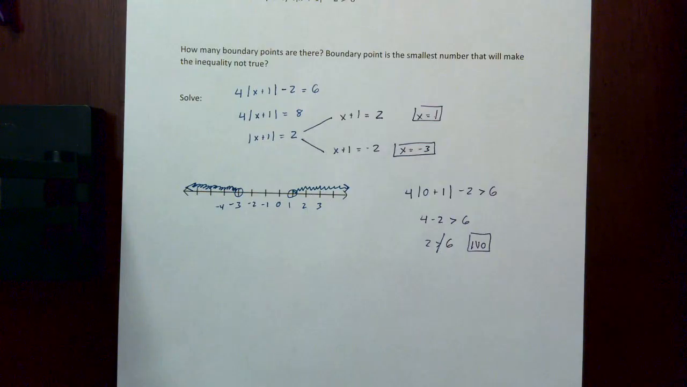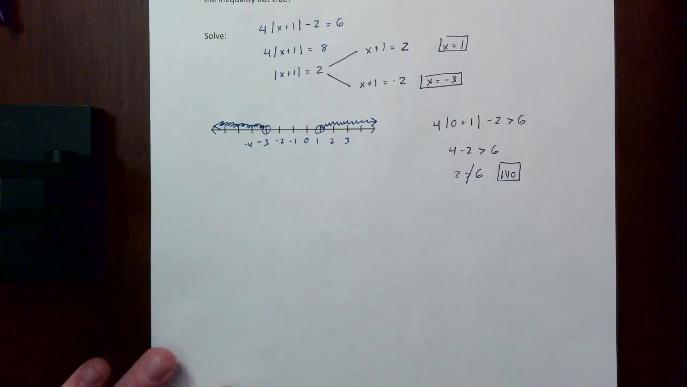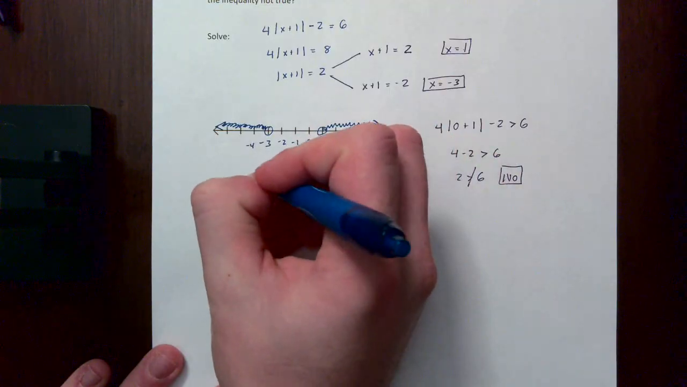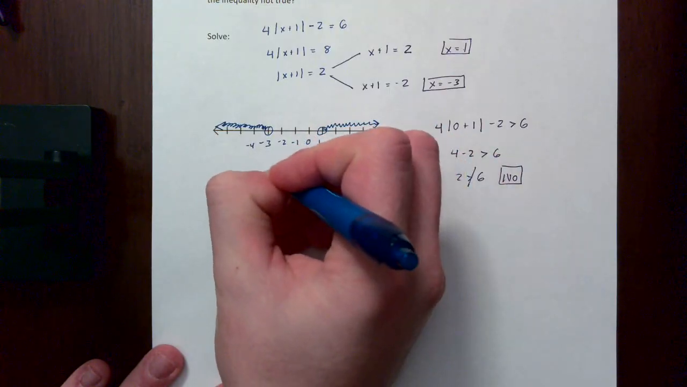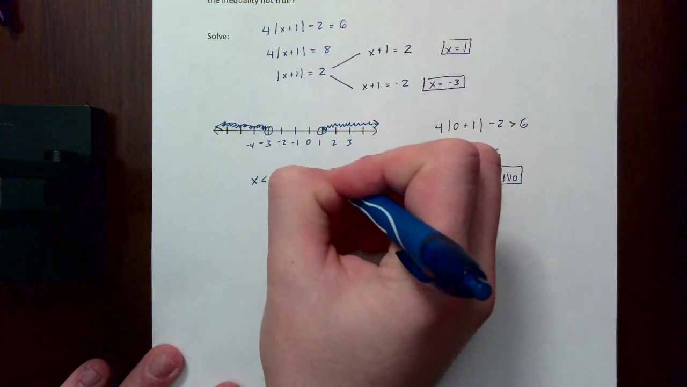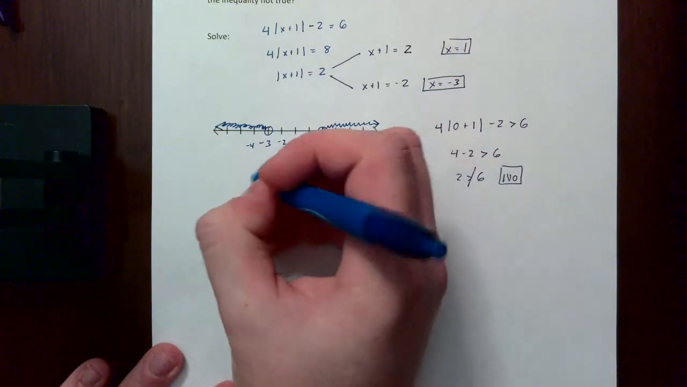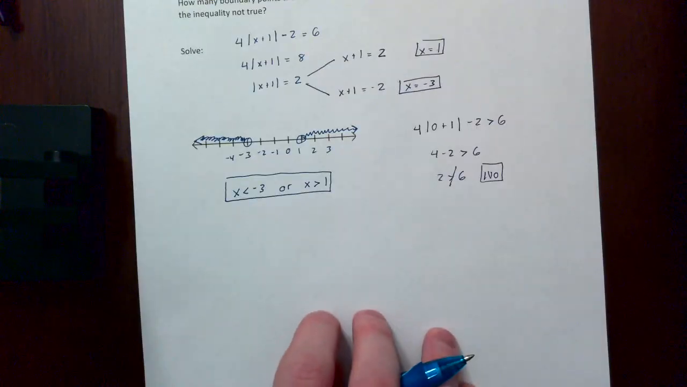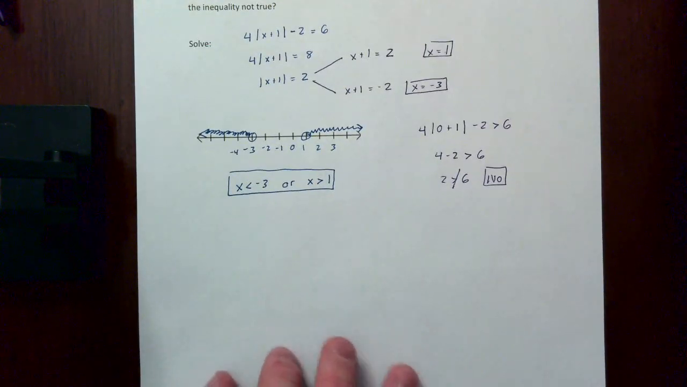So my last step is to write the solution. I'm going to write x is less than -3, or x has to be greater than 1. So here's your solution. All right, so as you can see, it's a 3-step process.